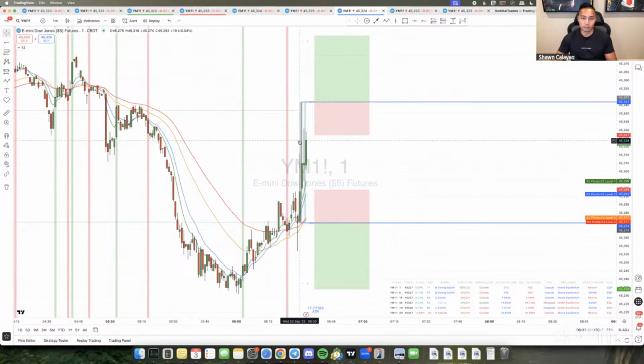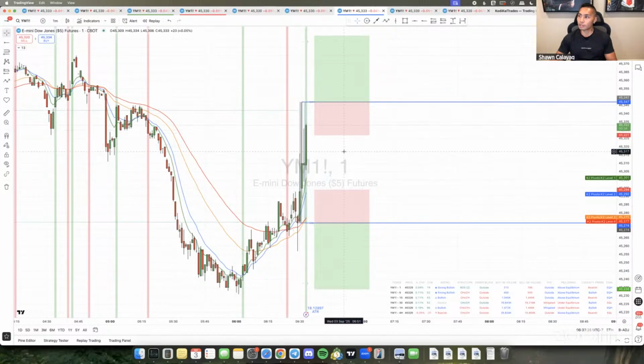Again, I'm looking for price to break and close past structure right there and continue up higher. I'll be watching the price action here. I'm not going to hop in right away, but I'm going to be watching the price action, of course.